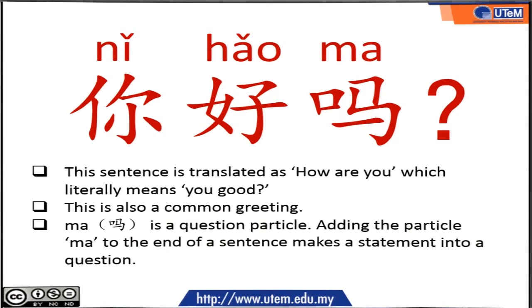By now, you know how to say hello in Mandarin. Let's move on and look at some other greetings such as how are you? 你好吗? This sentence is translated as how are you, which literally means you good. It is also a common greeting in Mandarin. Ma is a question particle. Adding the question particle ma to the end of the sentence makes a statement into a question.